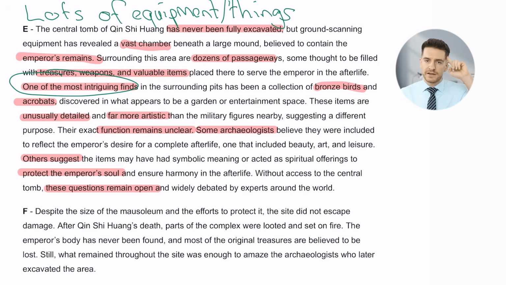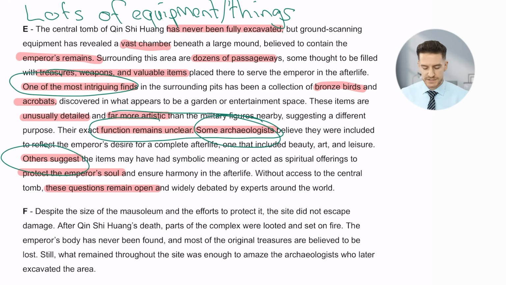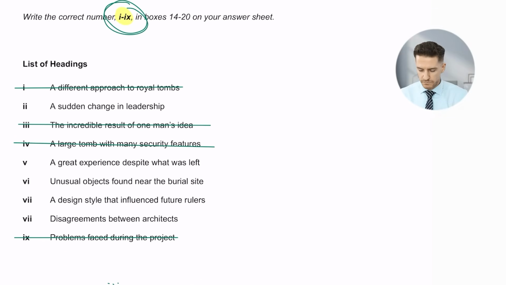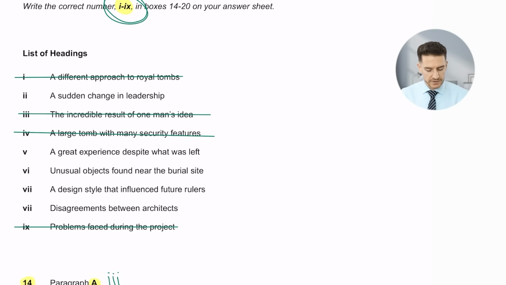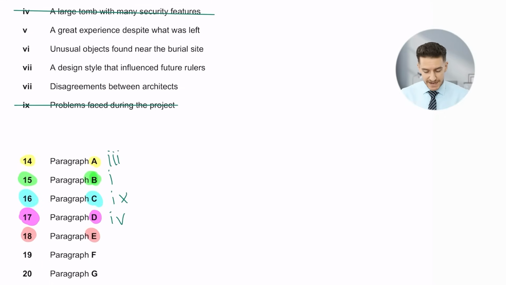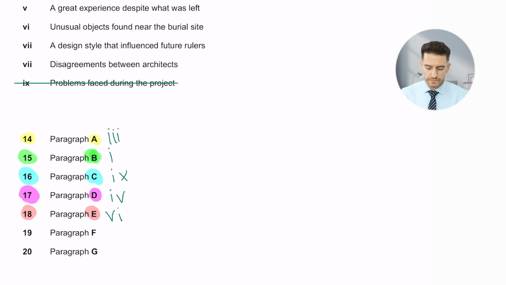But I'm going to keep in the back of my mind that it also could have another heading, because like we just looked at before, it talks about this. Their function remains unclear. Some people think this, other people think that. So I'm just going to keep that in my mind. So let's go back. And once again, same process. Change in leadership? No. Great experience despite what was left? No, doesn't talk about an experience. Unusual objects found near the burial site? Okay, that could be it. A design style that influenced future rulers? No. Disagreements between architects? No. Now, it does talk a little bit about the archaeologists not being in agreement, but it's not talking about architects. So just be careful there. So I think for this one, the best and most appropriate heading would have to be number 6, which is unusual objects found near the burial site. So we can cross that one off.